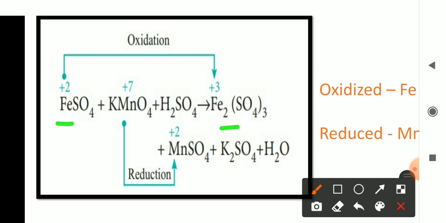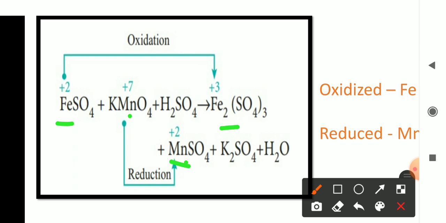Then secondly, we have to identify the species which gets reduced. Look here, in the case of KMnO4, the charge of manganese is +7, whereas in the product side, the manganese is existing in the compound manganese sulfate, and here the charge of manganese is +2. So here what do we observe? The charge of manganese is decreased from +7 to +2. So it is called reduction. We know that whenever charge is reduced, we can say that the species has undergone reduction.